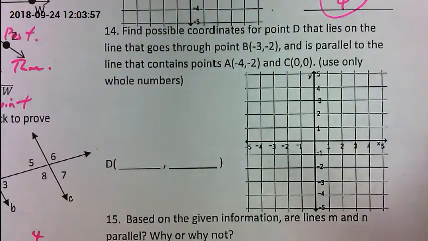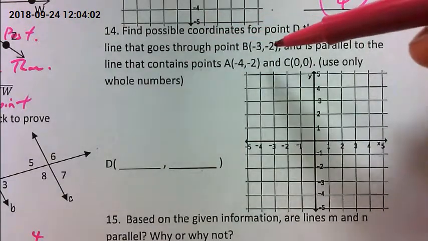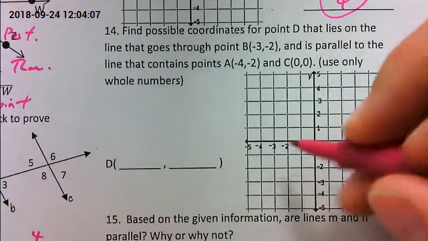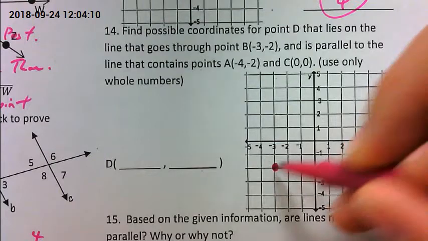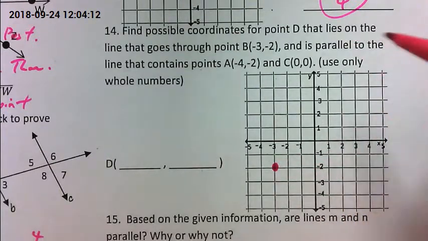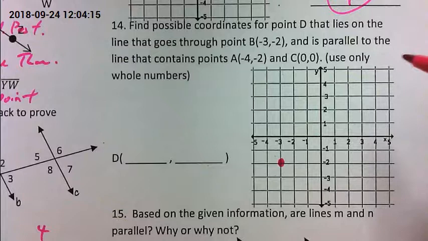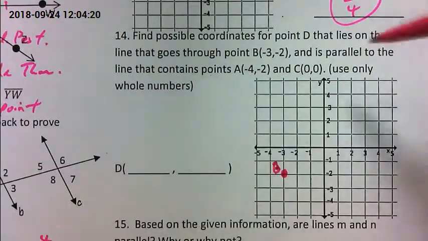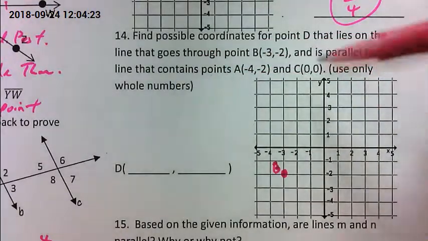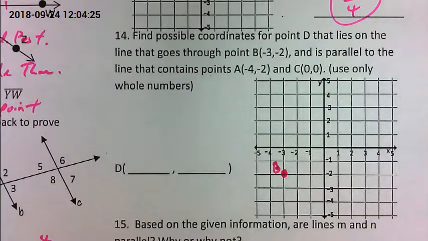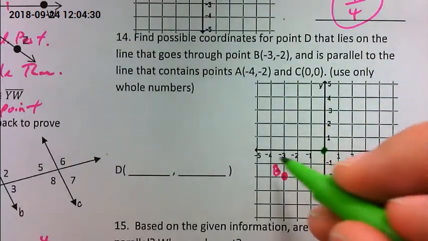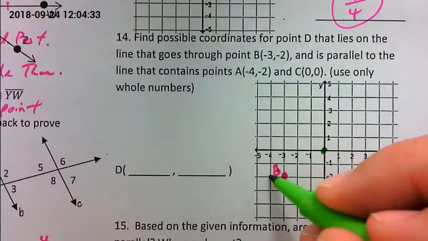On number 14, find the possible coordinates for D that lies on a line that goes through point B at -3, -2. So let me go ahead and draw that point. It doesn't say what that point is, does it? Oh yeah, B. All right, so there is B. And it's parallel to a line that contains these 2 points. So let me go ahead and label those 2 points. I have point 0, 0 and point -4, -2.